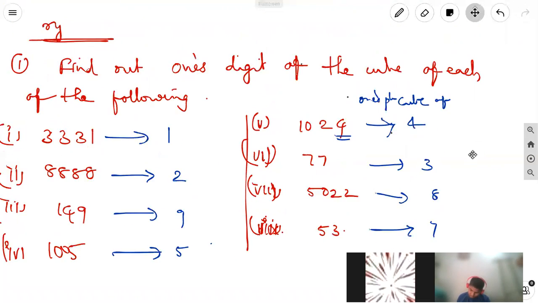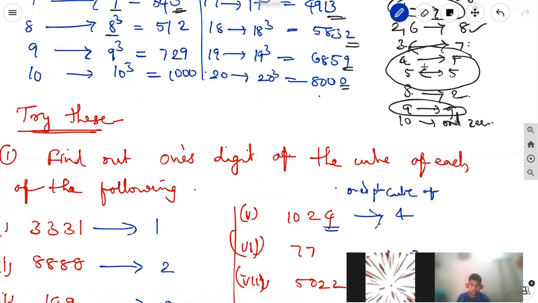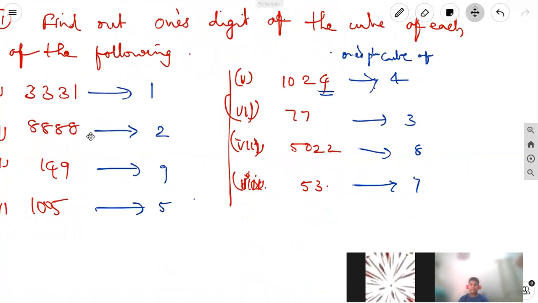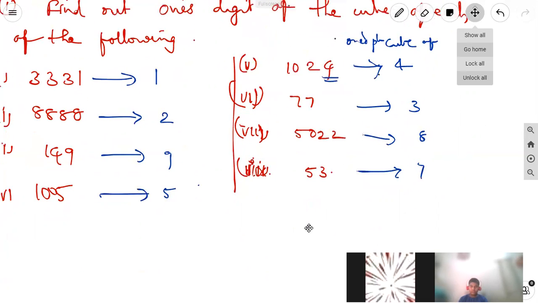Why? Because we already discussed this. For 4, 5, 9, the same numbers will come. For 3, 7 comes; for 7, 3 will come. For 2 and 6, 8 comes. For 8, 2 will come. For 9, 5, 4, the same numbers will come. For 3, 7 and for 7, 3. For 2 and 6, 8 will come. For 1, 1 only. Without calculating the cube, we can easily find the ones digit of the cube of the number. Okay.